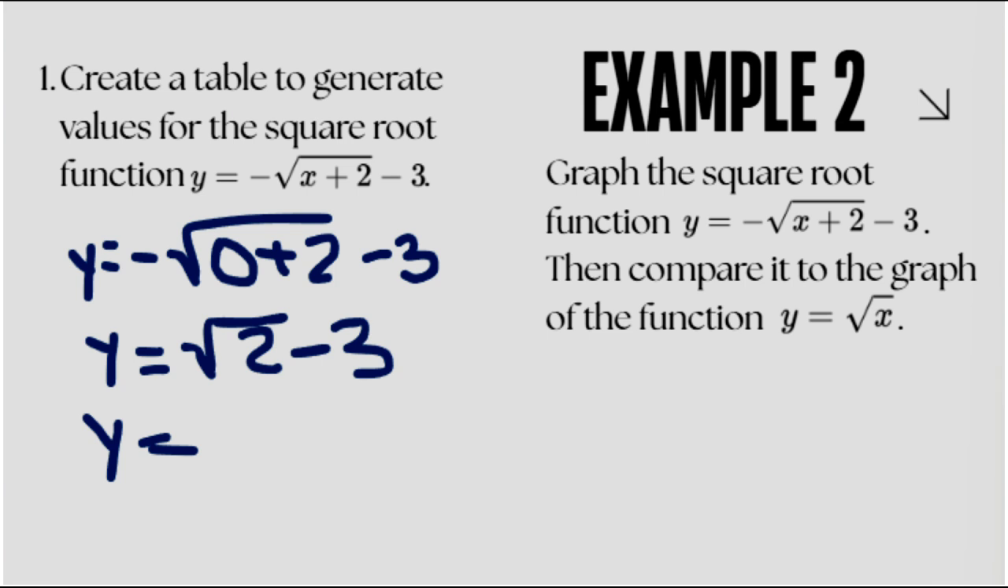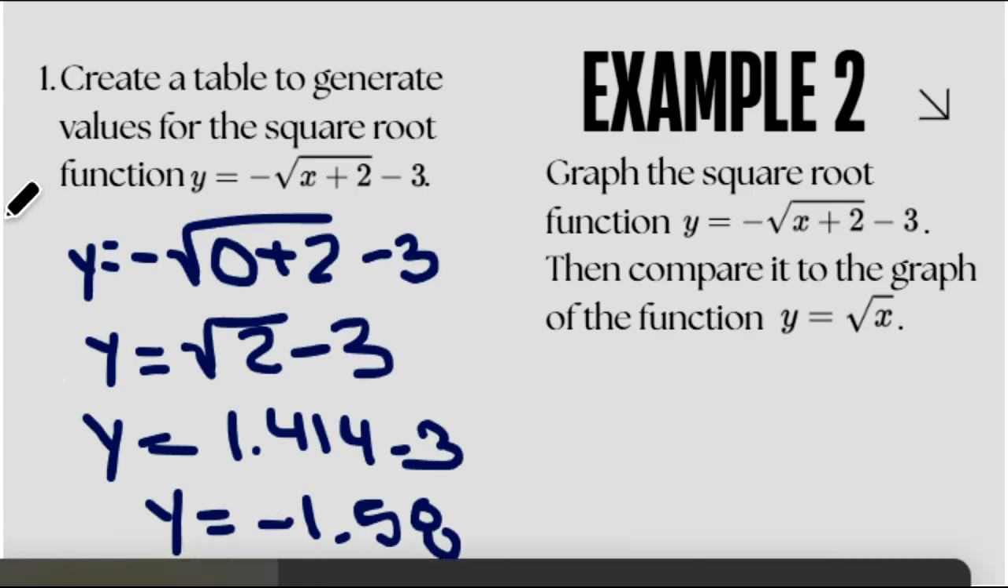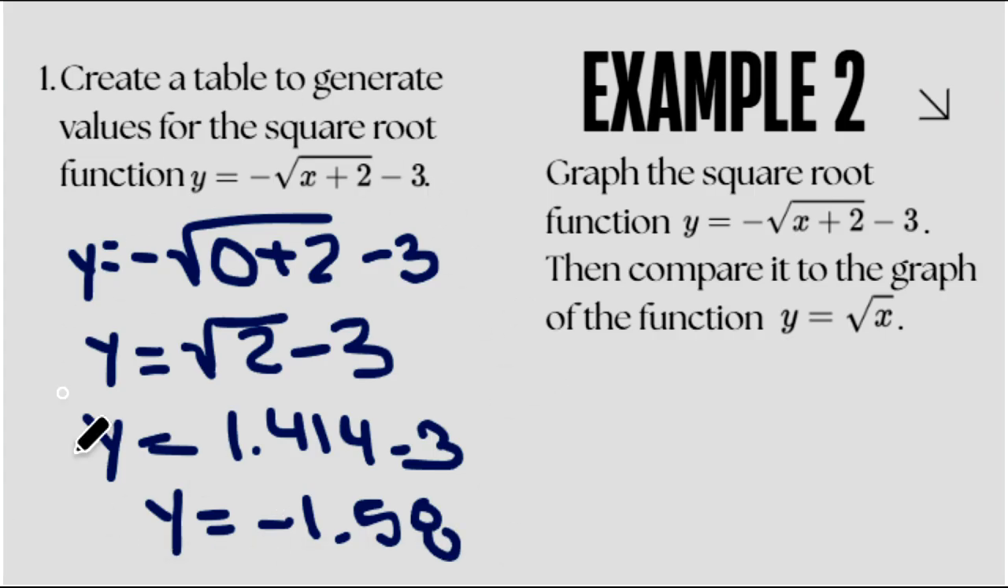Square root of 2, there we go, 1.414 we'll say. 1.414 minus 3 is then going to give us a y value of negative 1.586. Okay, you could do this and get more points in order to create it, but again, I showed you how to do it faster on GeoGebra. As long as you know how to do this, you're totally fine to go use GeoGebra.